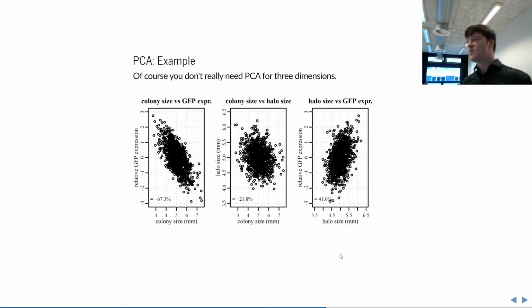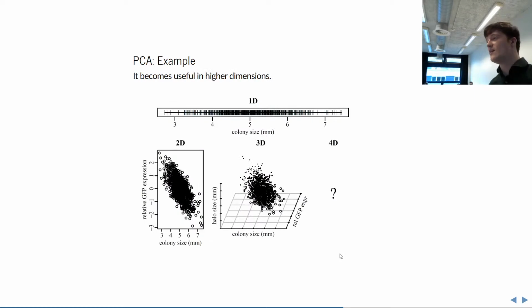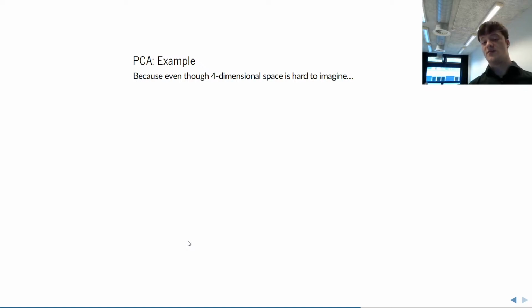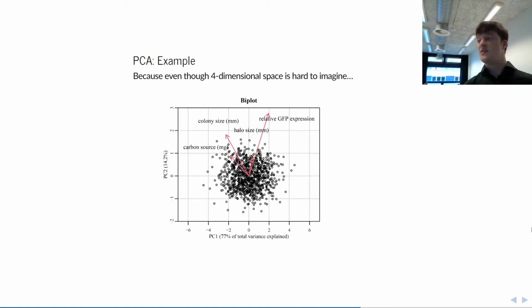You don't really need PCA for 3 dimensions, but what if I have 4 dimensions, or 10, or 100, right? I can plot 1-dimensional data, it's just along one axis, 2-dimensional data along 2 axes, and you can use a fake perspective to get a 3-dimensional plot. But 4-dimensional, there isn't really a way to plot 4 physical dimensions without involving time or something. So that's a bit hard to imagine, but it's very easy to do in a biplot. It looks exactly the same. There's just one more line which represents the contribution of this fourth variable to my principal components.